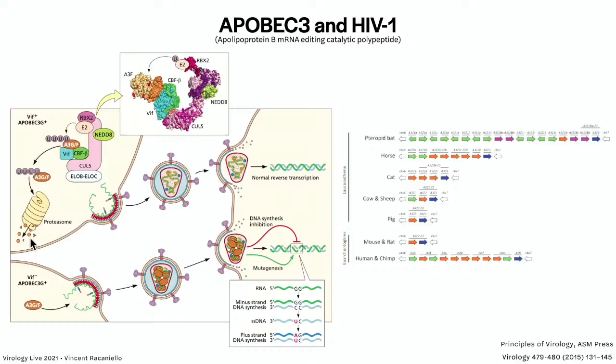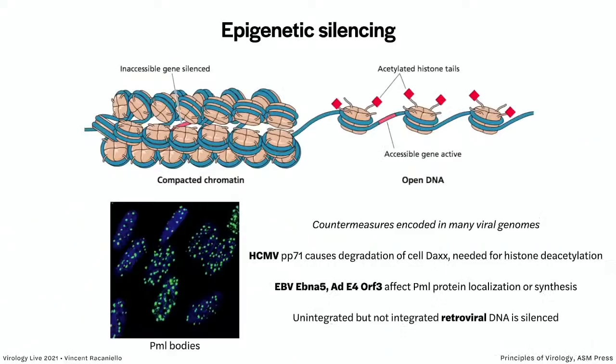But if you want to degrade proteins, you send them to the proteasome, and the proteins have to have an address on them to be sent there, and that's ubiquitin. So APOBEC is degraded, so it's never incorporated into the virus particle, and normal reverse transcription occurs. Isn't that amazing? That's APOBEC, an intrinsic defense. It's always present, doesn't have to be induced.